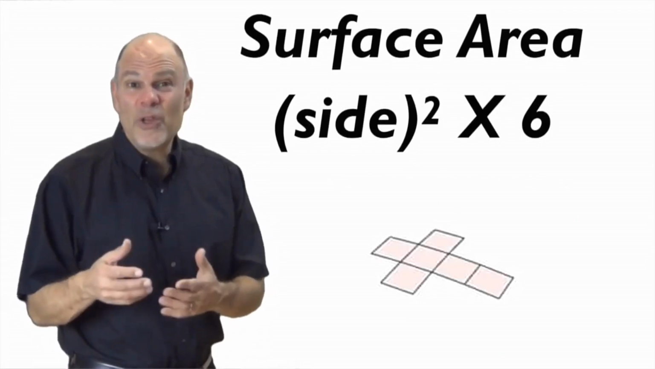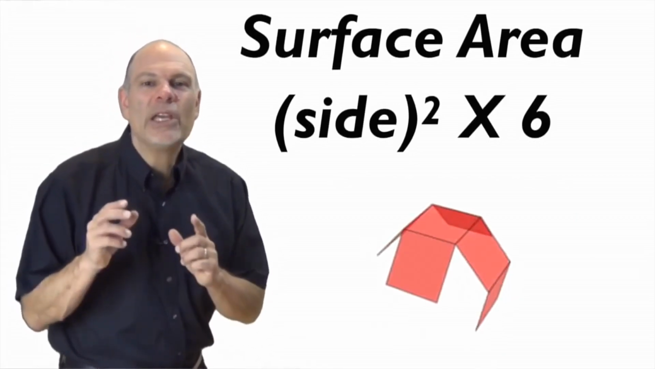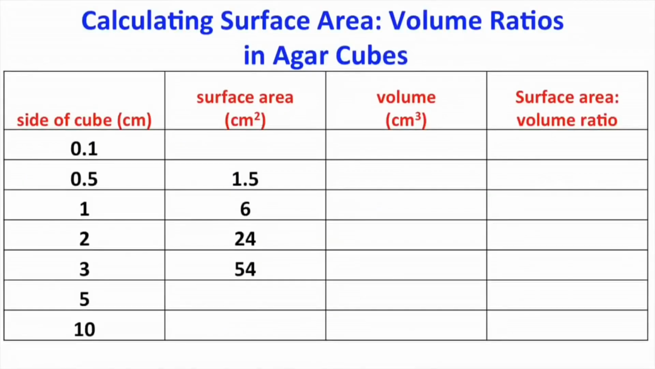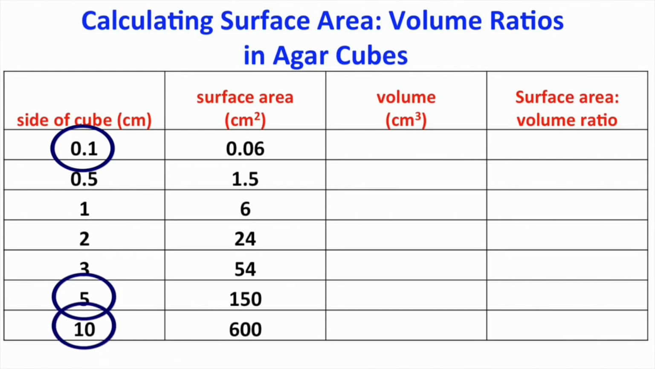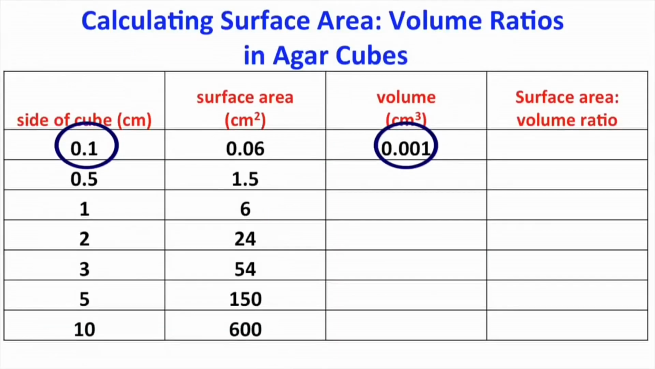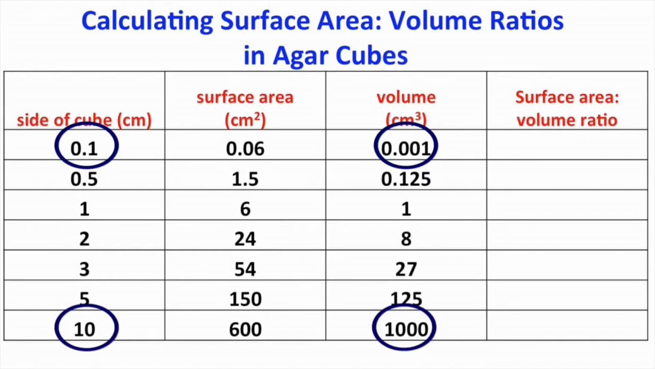The vinegar is diffusing through the outer surface of each cube, and we can quantify the amount of surface by measuring the surface area of each cube. In this table, I'm going to list the surface area for each of the 4 cubes, plus 3 imaginary ones. One smaller, 0.1 centimeters on a side, and 2 bigger, 5 centimeters on a side, and 10 centimeters on a side. The vinegar is diffusing through the outer surface and into the cube's volume. The smallest cube has the smallest volume at 0.001 centimeters cubed, while the largest cube has the largest volume, 1,000 centimeters cubed.